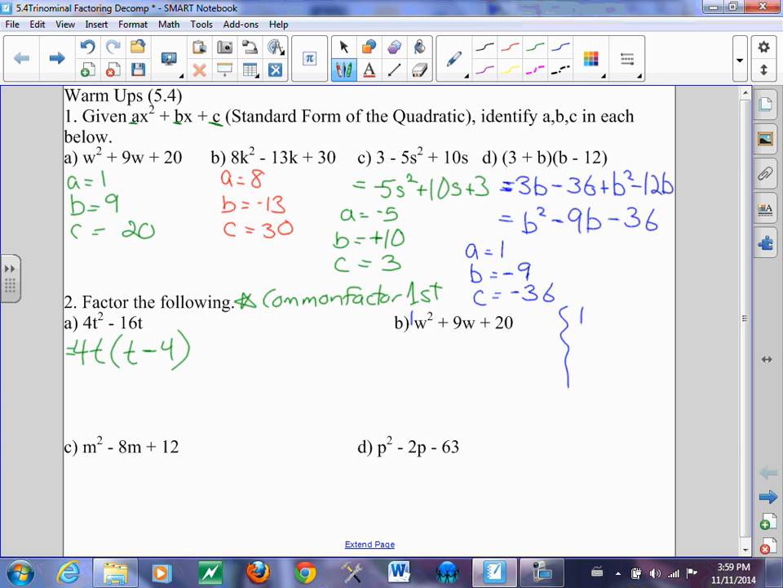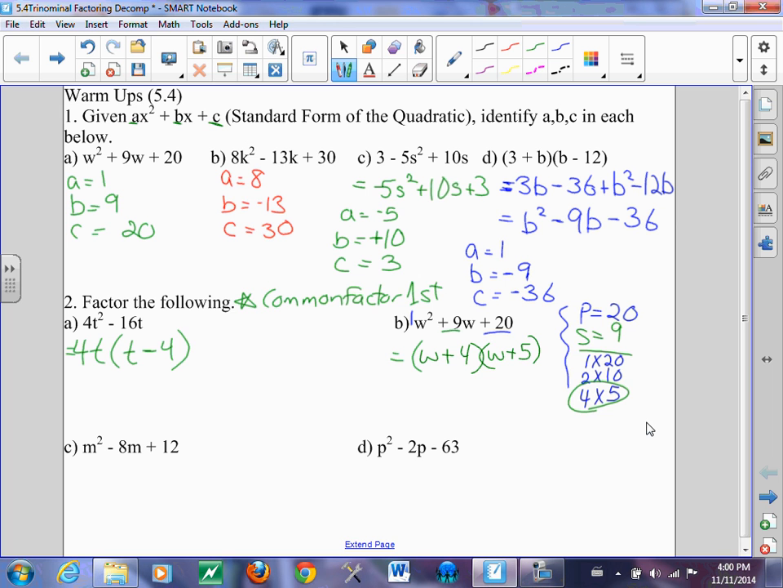Because a equals 1, it's easy to go: product equals c, which is 20. The sum equals b, which is 9. And then you've got to figure out, hey, what are all my products of 20? So 1 times 20, 2 times 10, 4 times 5, okay? And which one of them sums to 9? And is this factor? And then when you set up your two brackets, you take the square root of the first and the sign of your factors that you collected. Okay?